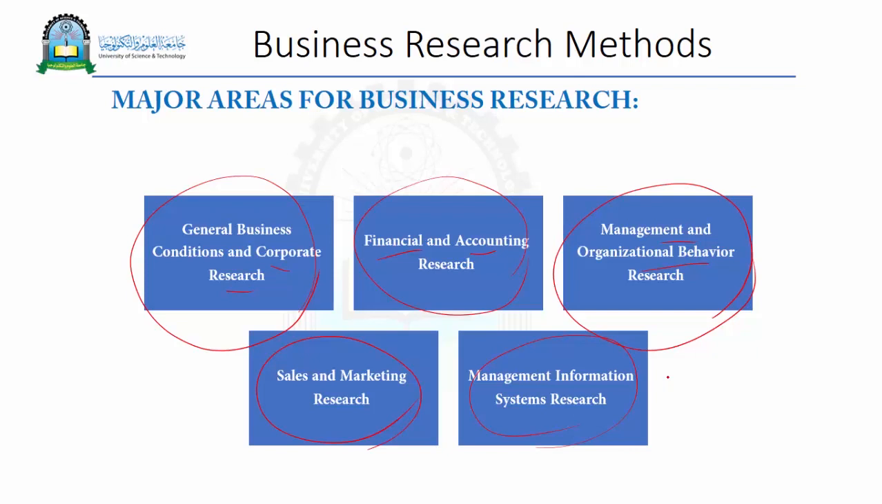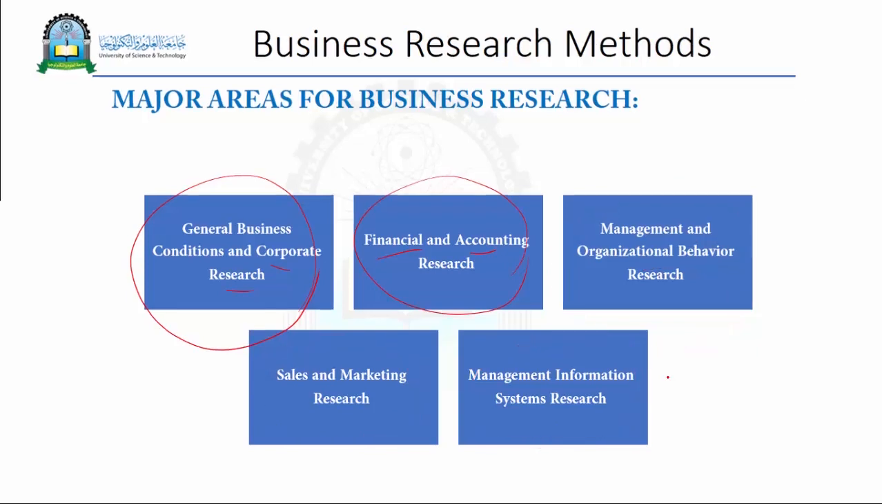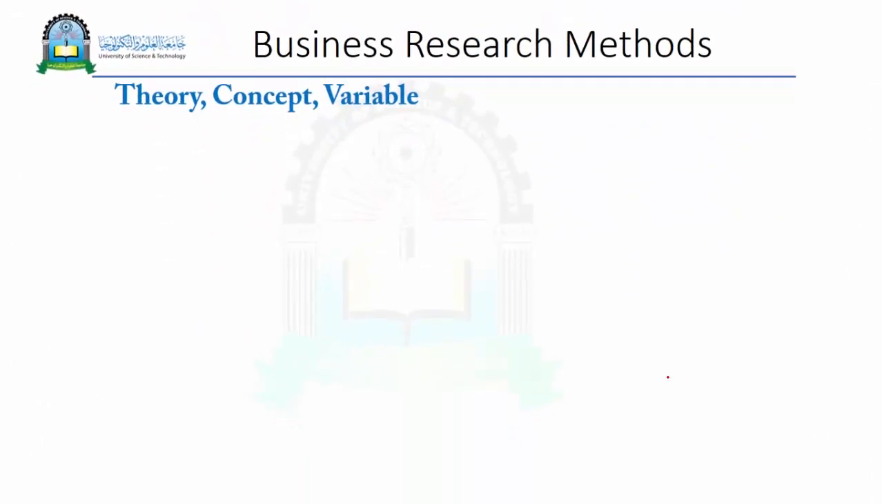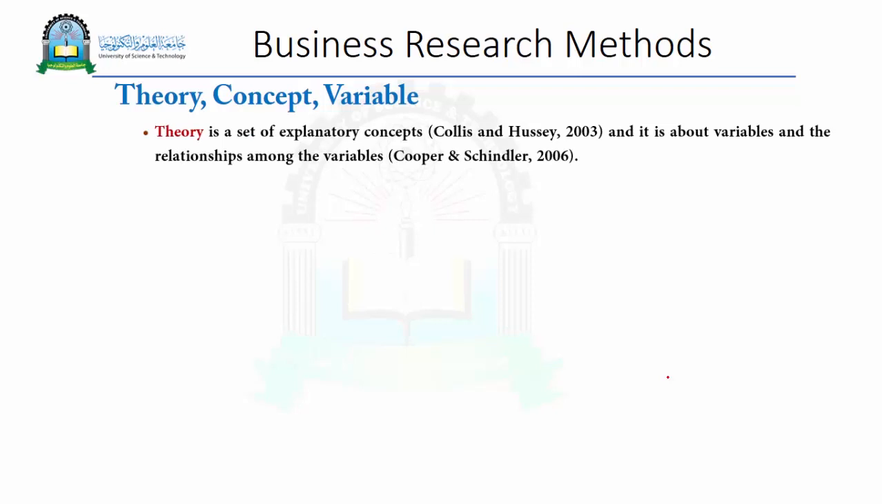We have also different areas related to these 5 main areas. I have just mentioned some of them now. Mostly, business researchers are going to find issues, gaps and research problems among these major areas. Last time we talked about the theory, the concept, and the variables, and now we talk about it again because it is related to the development of theoretical and conceptual frameworks.